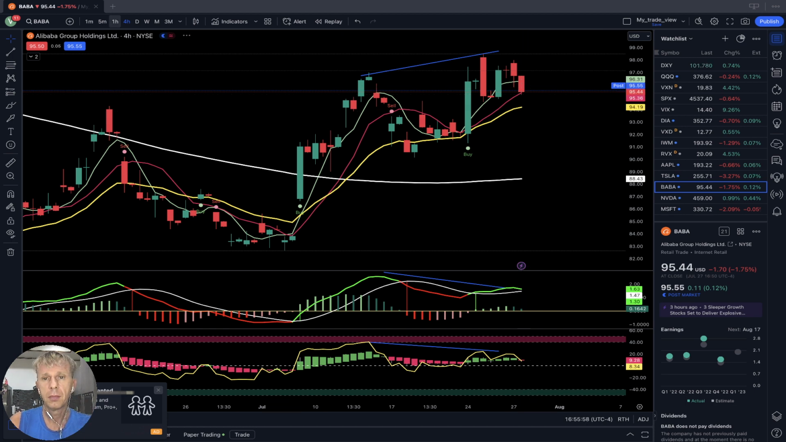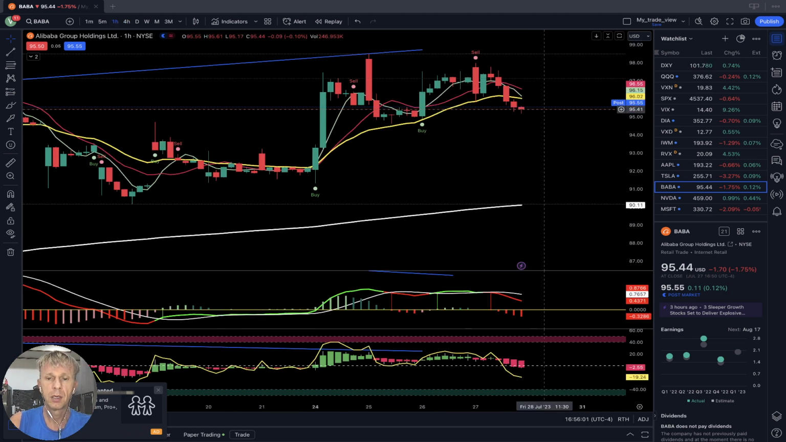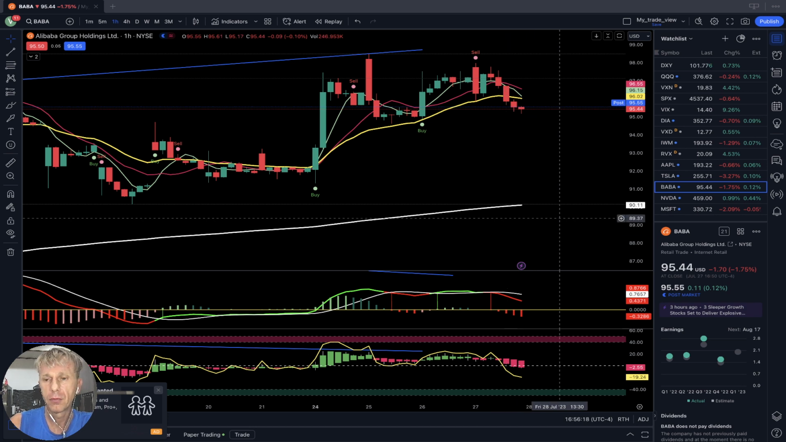1 hour time frame is already bearish. Already bearish reversal because last bar moved below 20. MA5 did bearish crossover. All indicators in bearish reversal signal for 1 hour time frame for BABA.